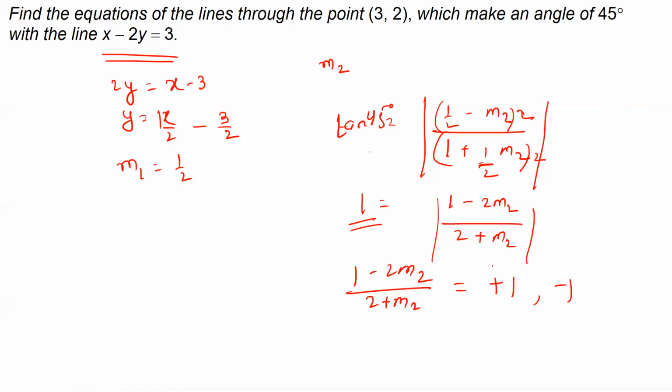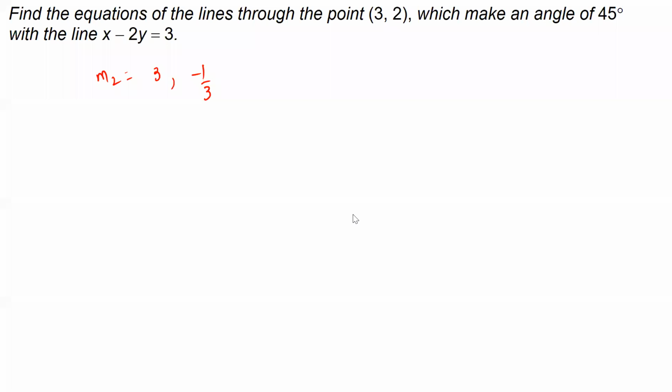So in the first case, if you take it equal to plus 1, you'll be getting some value of m2. And in the second case, if you take it equal to minus 1, you'll be getting some value of m2. Pause the video, and I'm just quickly doing it, so verify whether you're getting the same results or not. So these are the two values that you must have been getting. The first value is 3 and the second value is minus 1 by 3.